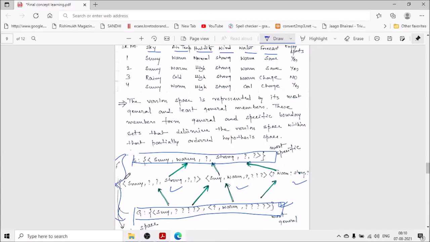Using the candidate elimination algorithm, we identify the most specific hypothesis and the most general hypothesis. From the most specific and most general, we can identify the other hypotheses. And the whole set is called the version space.